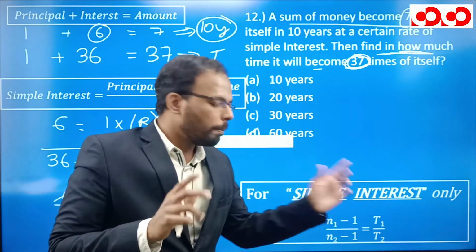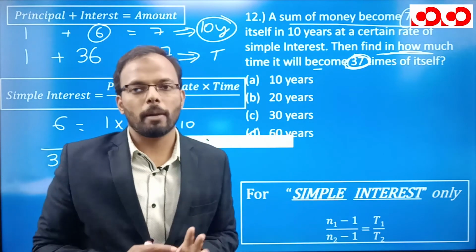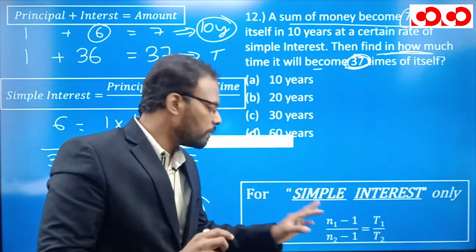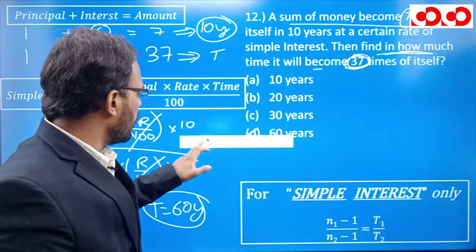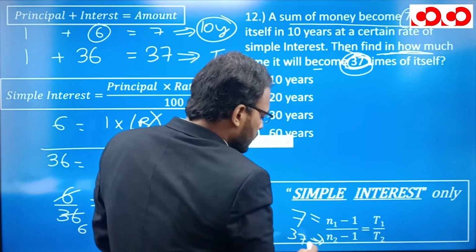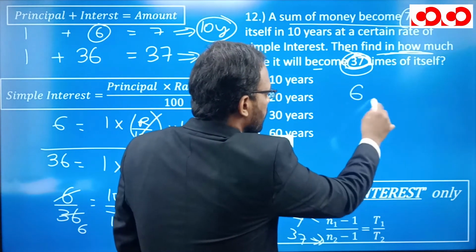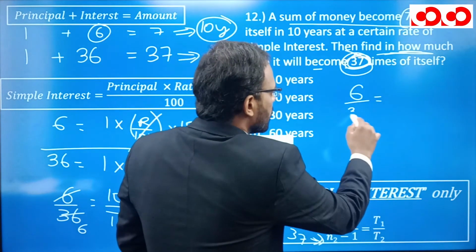Write it in big letters that this formula is for simple interest, because the same question will come in compound interest, and if you apply this formula, then it will be wrong. Now the number of times it is happening is 37 times. So n2 is equal to 37 and n1 is equal to 7. So this 7 minus 1 will become 6, and 37 minus 1 will become 36.